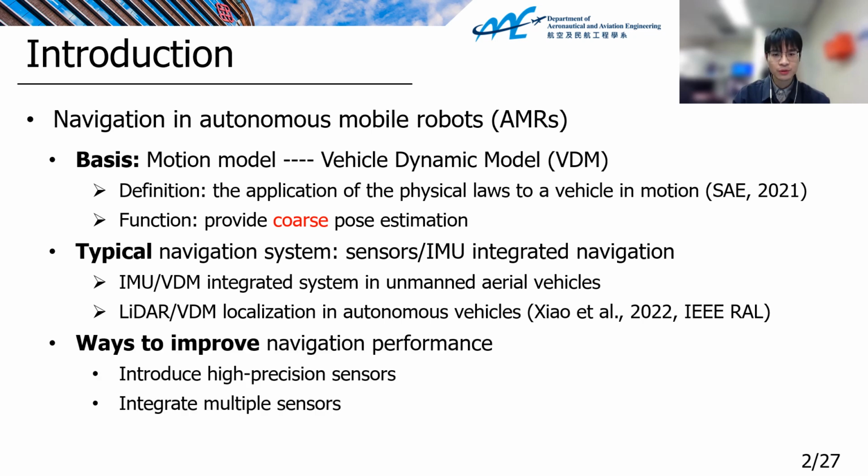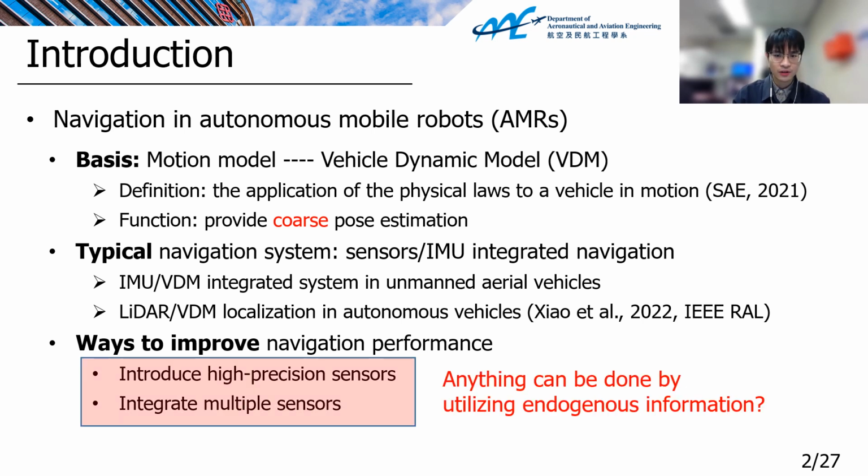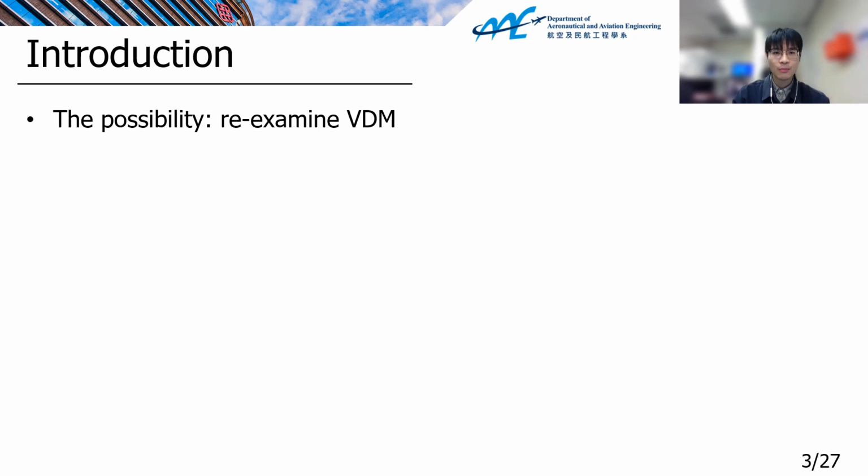So is there any way to improve the navigation performance instead of purely using the VDM? Well, usually we have two common ways. One is to introduce high precision sensors, another is to integrate multiple sensors. However, these improvements are done by introducing sensors. So can anything be done by utilizing endogenous information? We found that one possibility is to re-examine VDM.